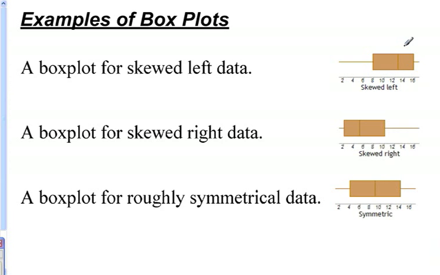The first example right here is skewed left. And remember, we've had that terminology before. Skewed left means there's something stretching way out on the left, so our data is stretched out, drawn out farther on the left. The second example is skewed right. It's stretched way out on the right. And then we have roughly symmetric data, where it is all balanced out and has some nice symmetry to it. So those are three examples of box plots, and how we could talk about how they're skewed or symmetrical.